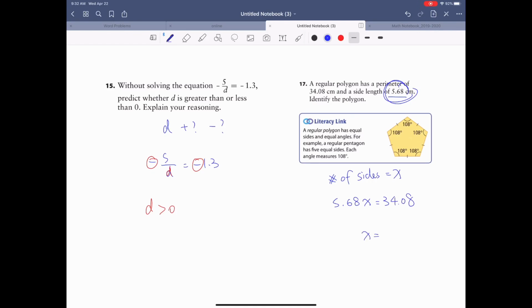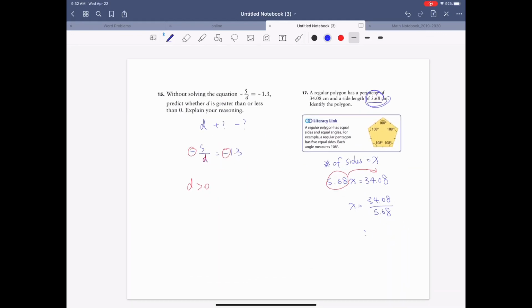And then you basically throw this little baggage over to the other side. You change to divide 5.68. And you calculate using your calculator. Okay, and you get the side.